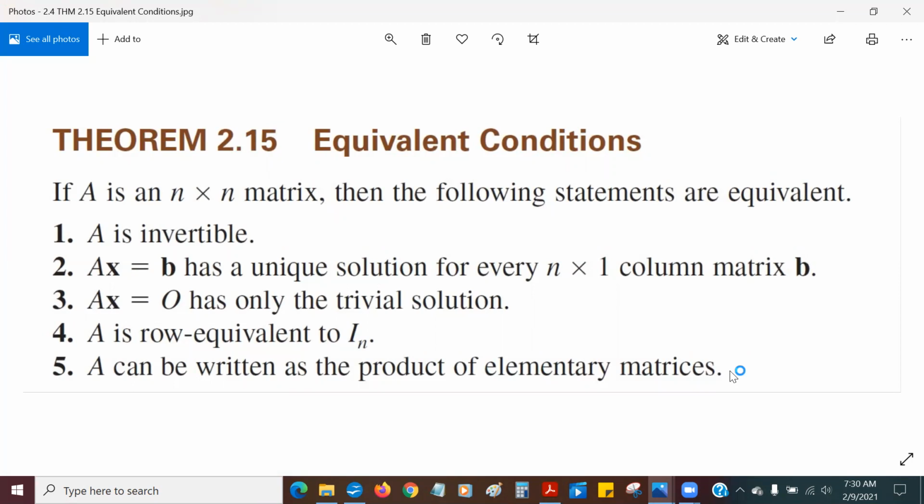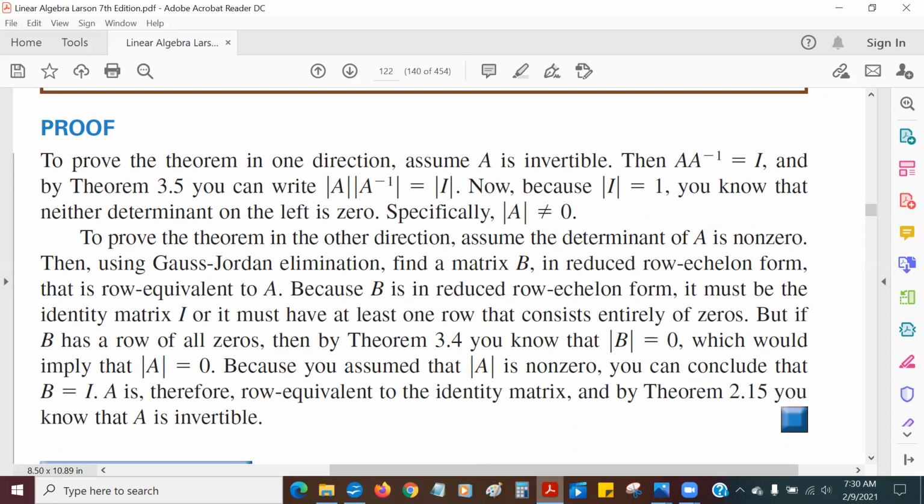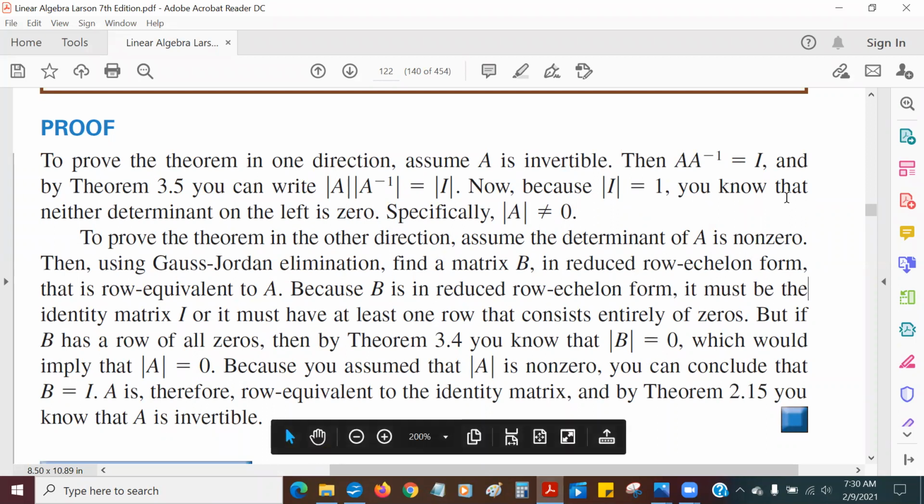If A is an m by n matrix, number 1 says A is invertible. Number 4 says A is row equivalent to the identity matrix, and these are all if and only if statements. So if A is row equivalent to the identity matrix, then A is invertible. We see that from theorem 2.15. Okay, moving on. Pow. So we're done. A is invertible.